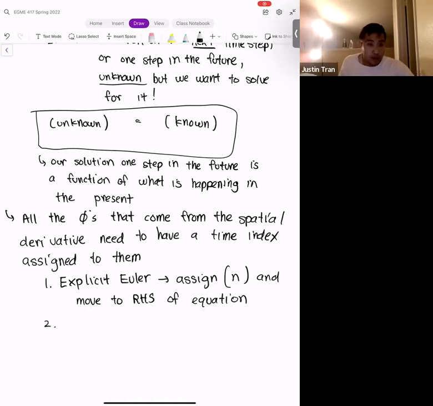All right, number 2. The other option, of course, is assigning n plus 1, and this constitutes our implicit Euler equation. For implicit Euler, we assign all the spatial derivative phis a time index of n plus 1. Since those are going to be unknowns now, we're going to move them to the left-hand side of the equation.